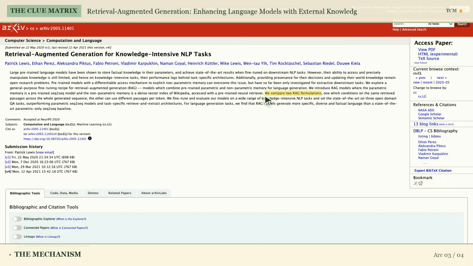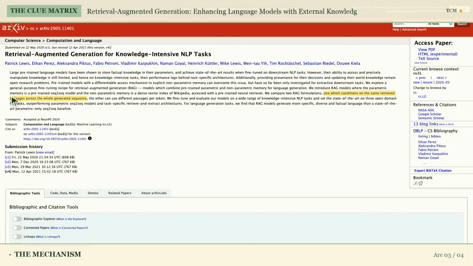The paper explored two main ways to integrate the retrieved documents with the generator. They state, we compare two RAG formulations. Different strategies for how the retrieved context influences the generation? That's an interesting design choice.